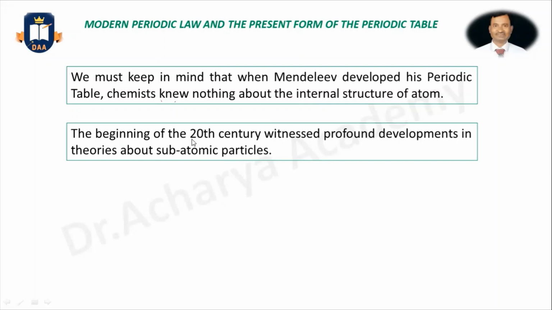Only at the beginning of the 20th century, that means from the 1900s, profound developments are witnessed in theories about subatomic particles. That means electron, proton, and neutrons were discovered from the beginning of the 20th century.